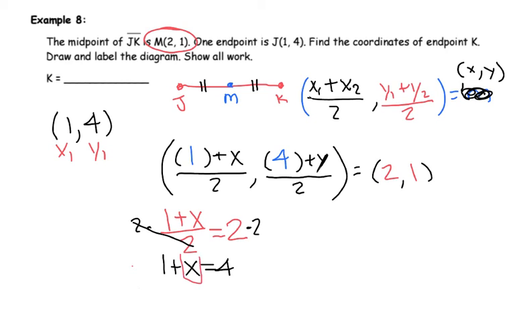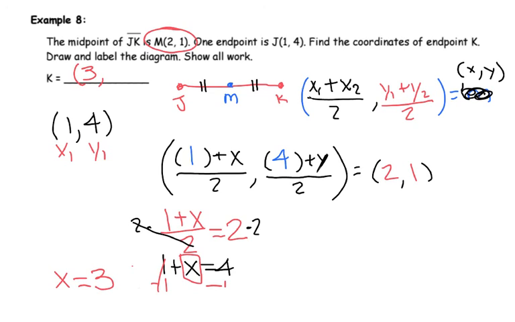Box around our variable, subtract 1 from both sides, and I'm going to write it off here to the side. X equals, that canceled out, 4 minus 1 is 3. So far, we got K to have a value of 3 for the x.